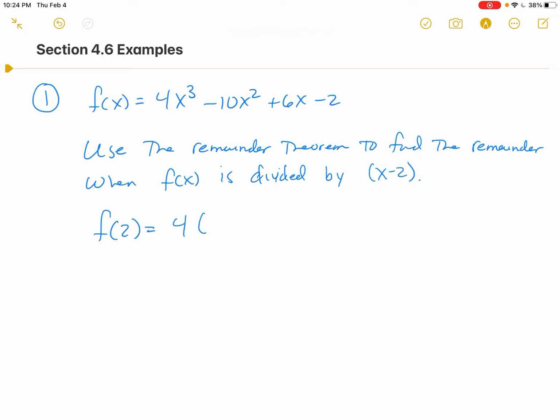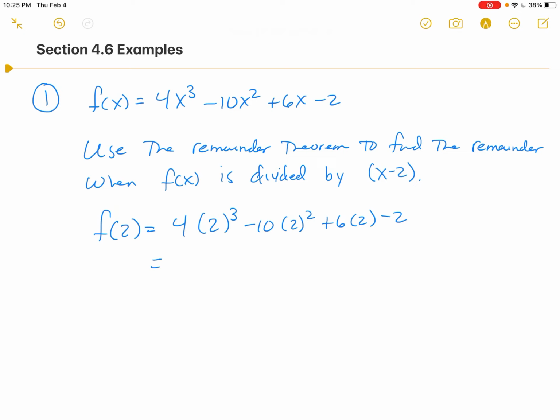We could do that. That's 4 times 2 cubed minus 10 times 2 squared plus 6 times 2 minus 2. I'm hoping you're comfortable with us plugging in 2. It is x minus 2, but if you remember that theorem, you would evaluate it at 2. That should make sense from the zeros that we did earlier in the sections. When we knew something was a 0, if they said 3 was a 0, then we knew x minus 3 was a factor. We're just basically using that.